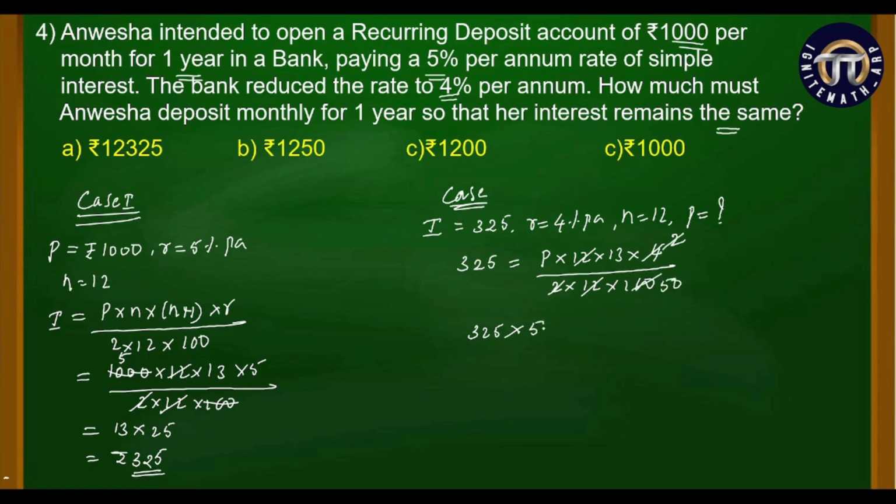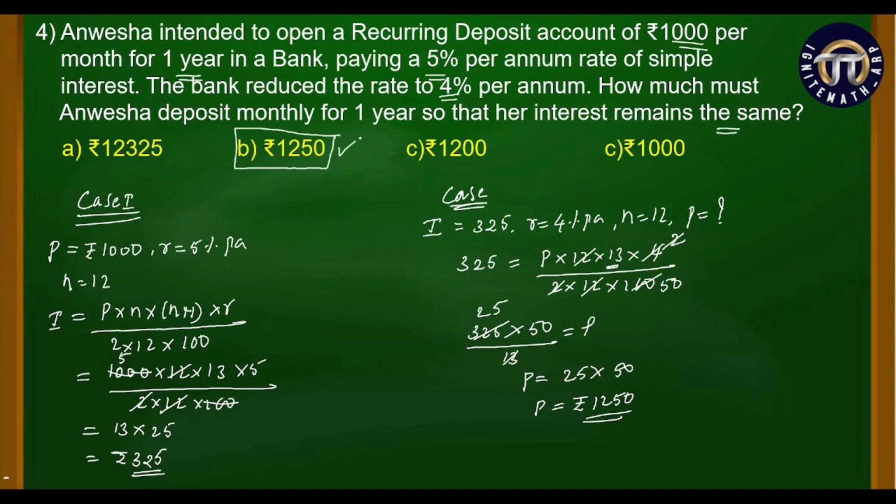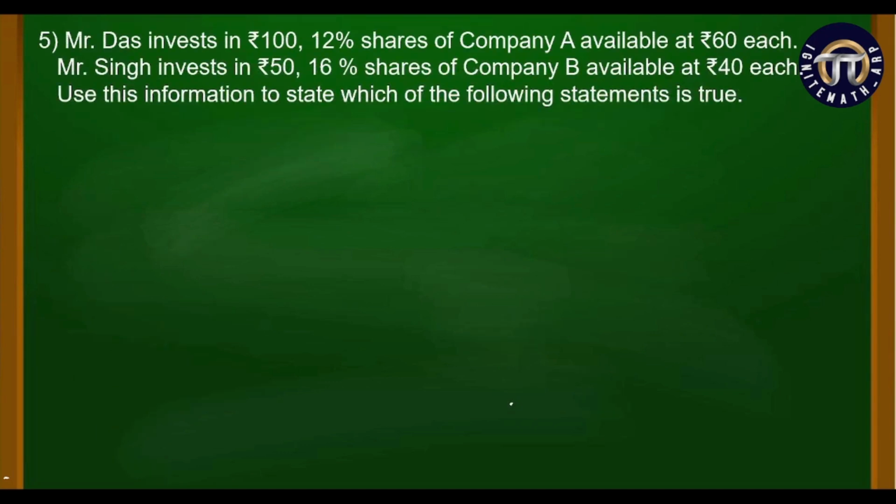I am left with 325 into, 2 1s are 2, 50 is, you can cancel it. If I take this 50 over here, then this 13 you take it to the other side, it comes to the denominator, that is P. 13 1s are 13, 13 2s are 26, 13 5s are 65. So principal is going to be 25 into 50, that is equal to ₹1,250. So the right answer is option B, that is 1,250 is the correct answer. So now let's move to the next question.